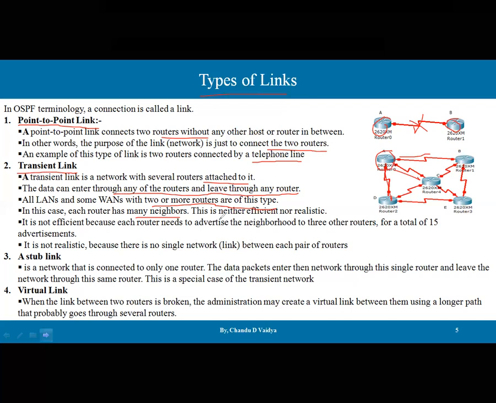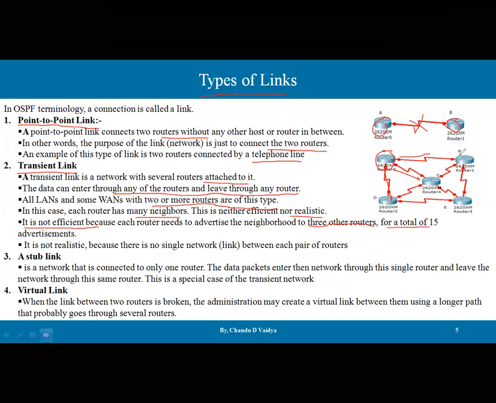Many neighbors are available. These are neither efficient nor realistic. How? It is not efficient because each router needs to advertise the neighborhood to 3 other routers. So whatever the connected routers, here there are 3 routers, so they need to advertise their information to 3 neighbors.